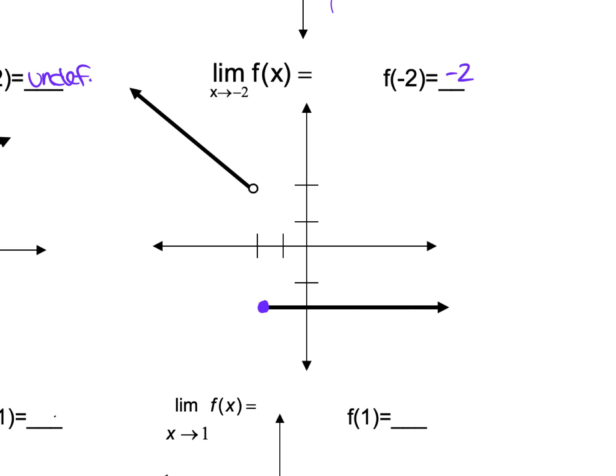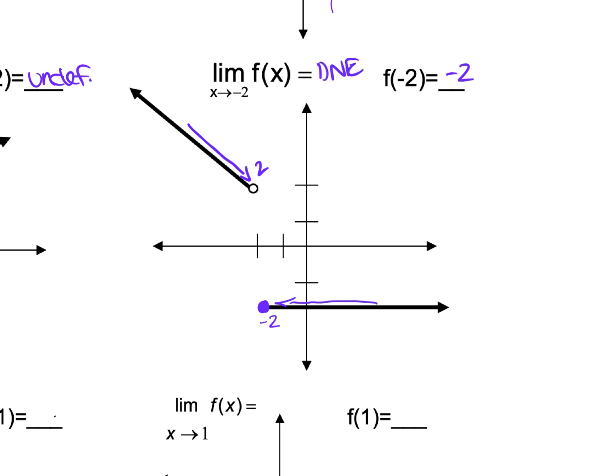Okay, so we track the left side coming in. If I traced this piece, what y value would you say that piece is getting close to? 2. Now this piece, I wouldn't say it's getting close to anything because it's hanging out at the same number, but it's all hanging out at what number? Negative 2. Are those two coming together to the same number? No. So what do we say about the limit? Does not exist.